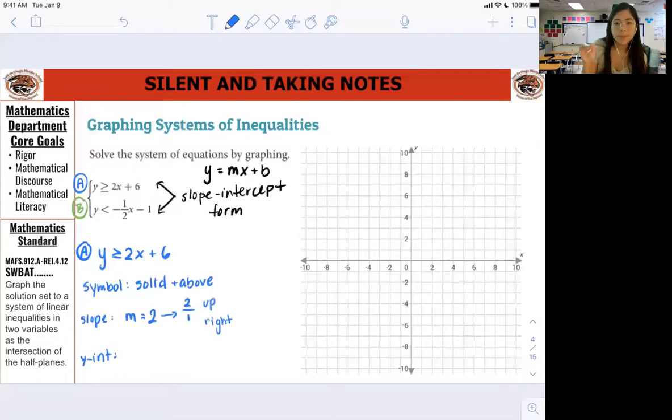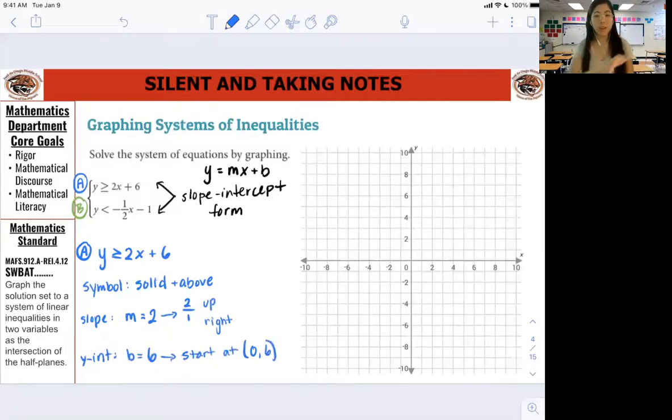Okay, slope is good. The y-intercept is the last thing left. It's my 6. So my b is 6, which means that's my starting point. I'm going to start at (0, 6). Now I have everything I need, so I'm going to go ahead and graph this.